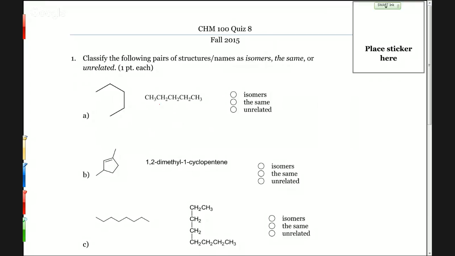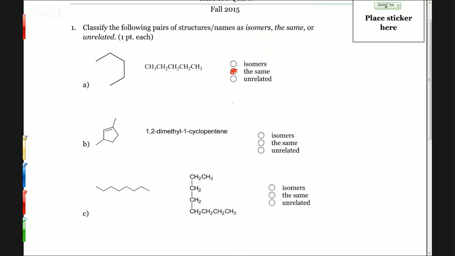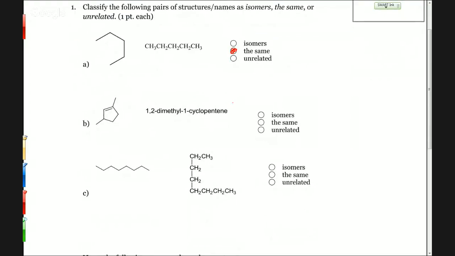The structure on the right is also 5 carbons in a row, no branching or anything else. That's also pentane. So those two are the same. Even though they might look very different, you have to think about how they're connected to determine if they're the same or not.